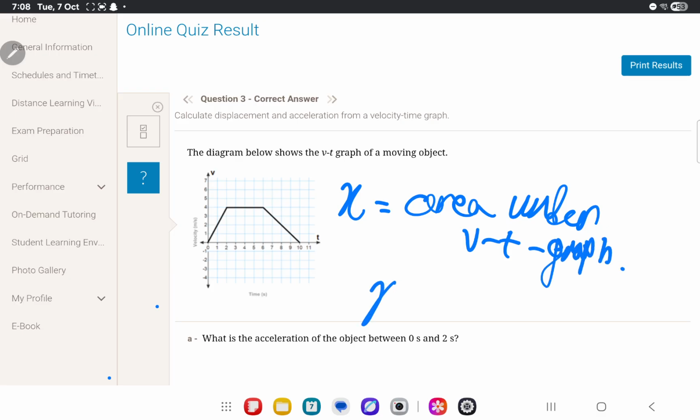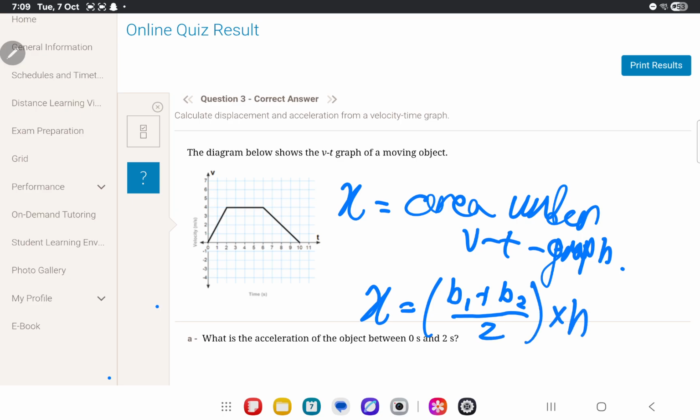And how do you find it since it's a trapezoid? You use the formula for the area of the trapezoid, which is base 1 plus base 2 over 2 multiplied by the height, right? So now our formula is very easy and we can easily calculate this. Base 1 is from 0 to 10, which is 10, plus base 2, which is from 2 to 6. 6 minus 2, so this is 4 units long, right? We're measuring the length of the bases, so these are units.